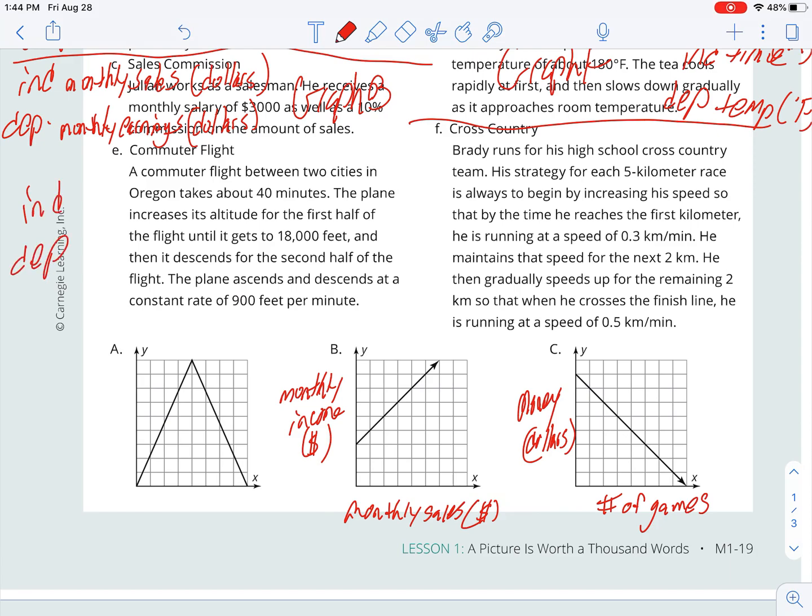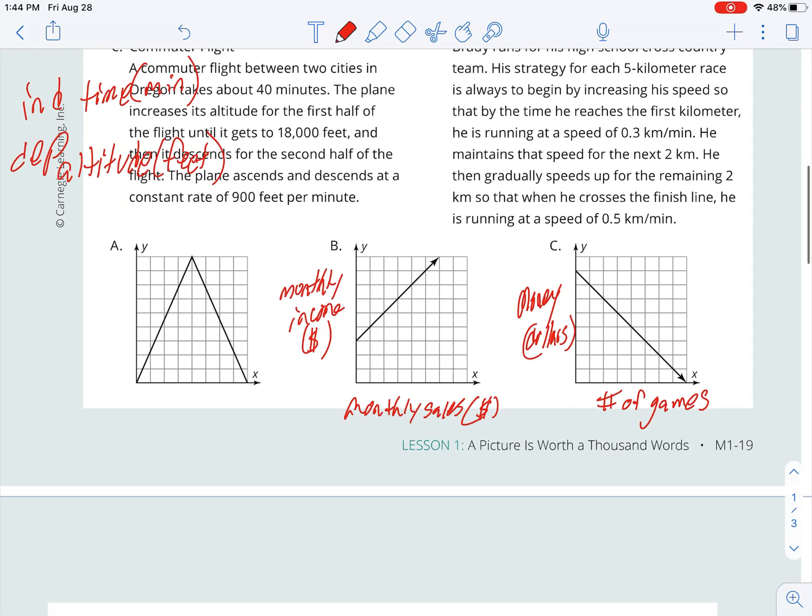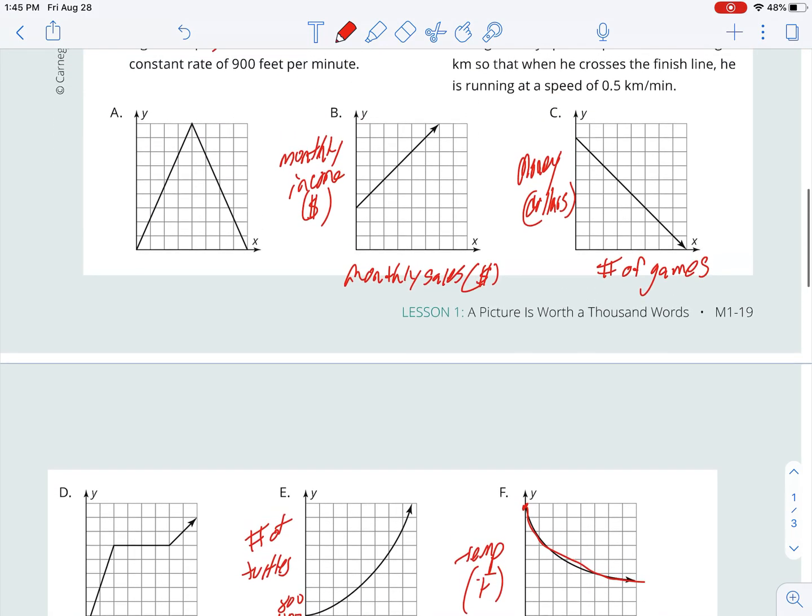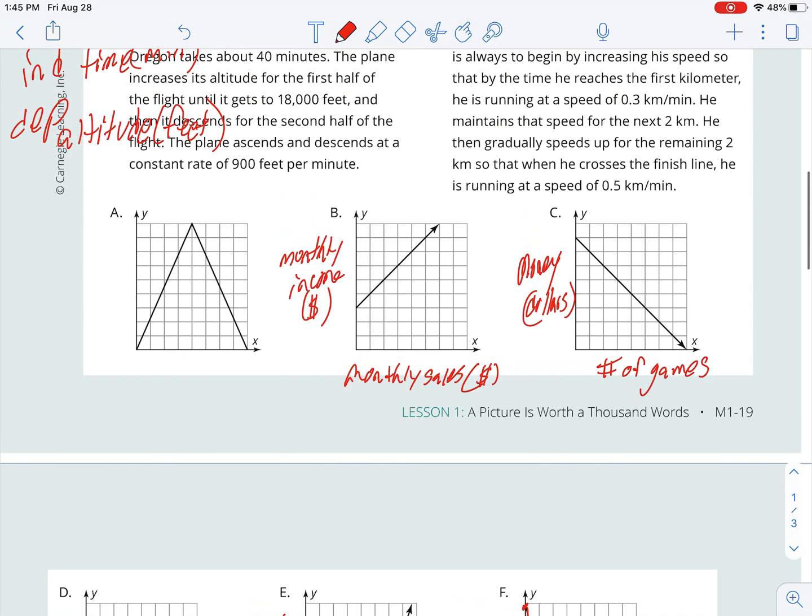So, as we've been doing, we got our independent and dependent. And as we read about this, we have time in here. Time is our independent, and they're talking about minutes. And then our dependent is going to be our altitude. That's what the elevation is. Altitude is as the plane goes up and down, which is in feet. So which of those two remaining graphs, A and D, is increasing and then decreasing? So that's what happens to a plane.